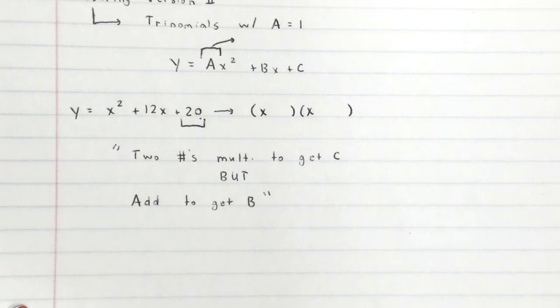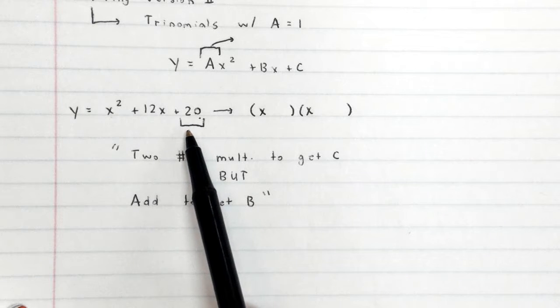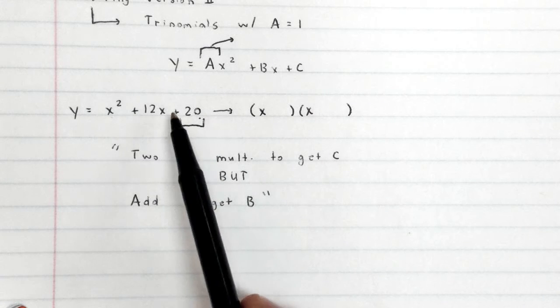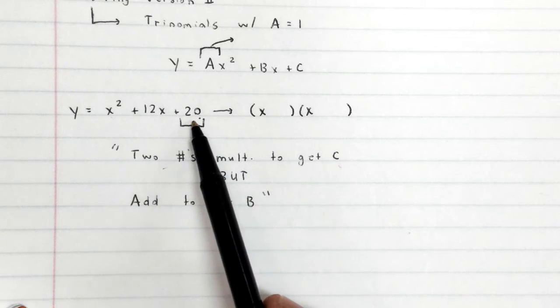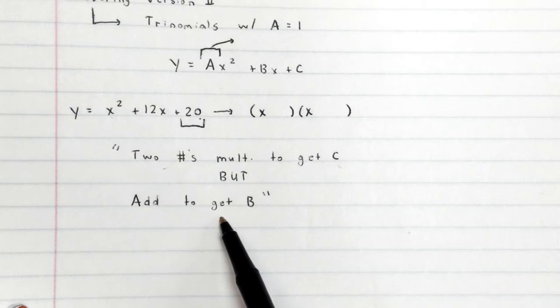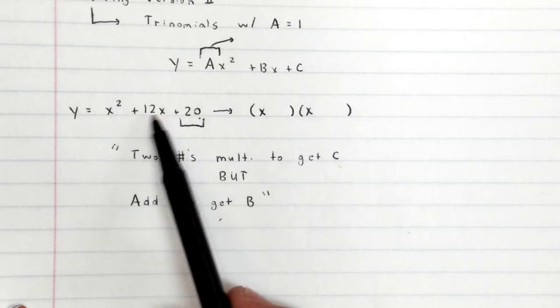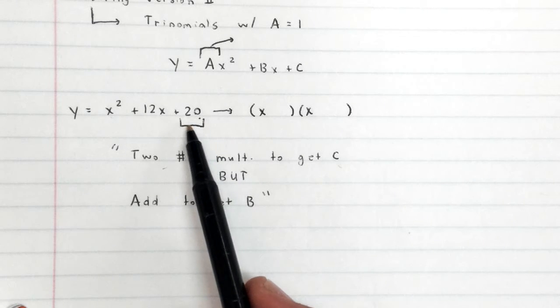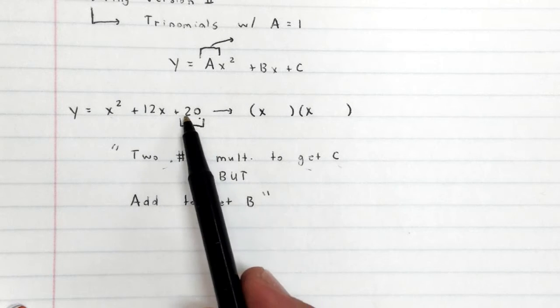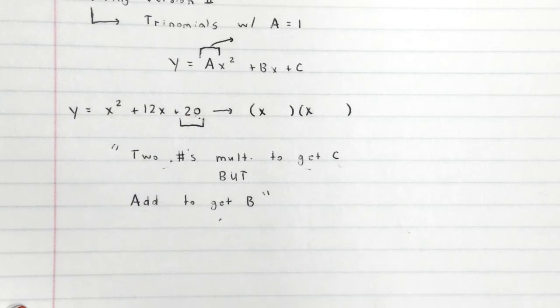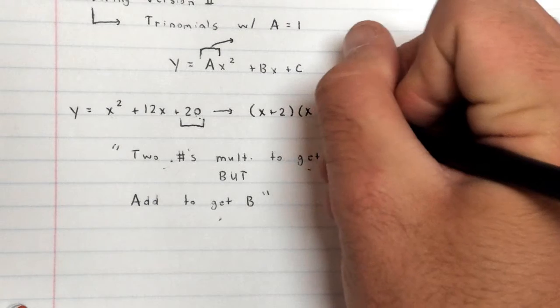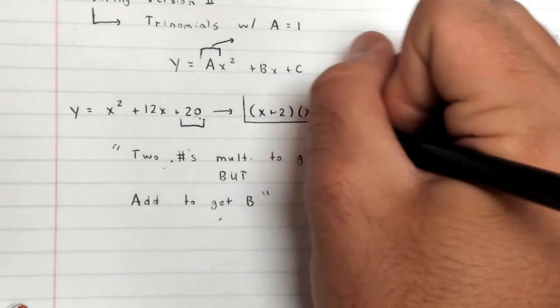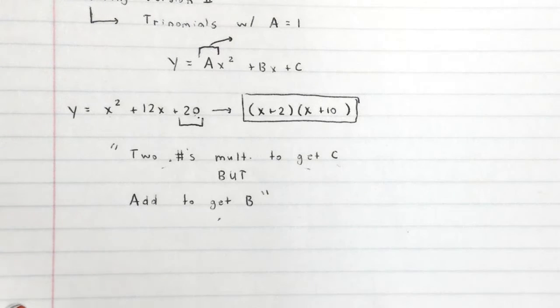Now, this process will go a little bit slower at the beginning, but once you get the hang of this, you should be able to factor these pretty quickly. What are two things that multiply to give 20? Well, 1 and 20, 2 and 10, 4 and 5. Those are the things that multiply to get c. 1 and 20: if I add 1 and 20, I get 21. And I have a 12 in the middle, so those don't work. 2 and 10. 2 times 10 gets 20. 2 plus 10 gets 12. Well, great. Then I add a plus 2, plus 10. You're done factoring. Mic drop.